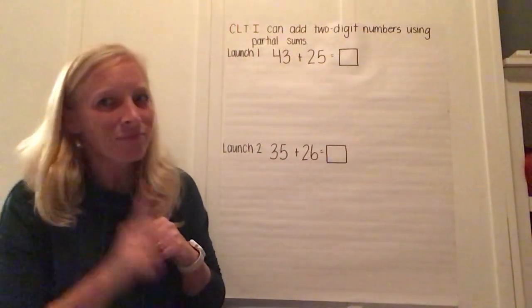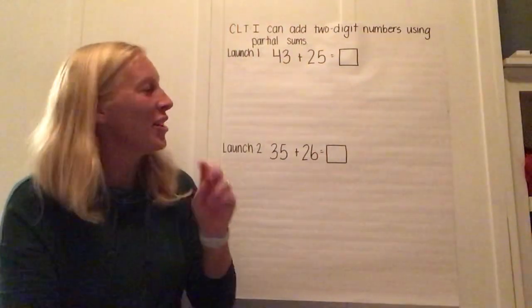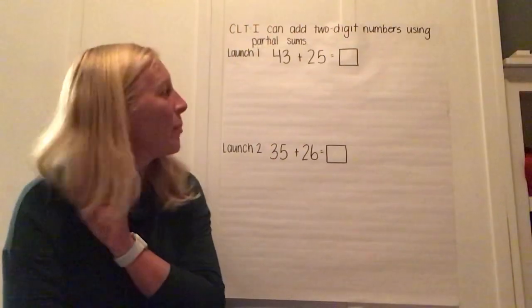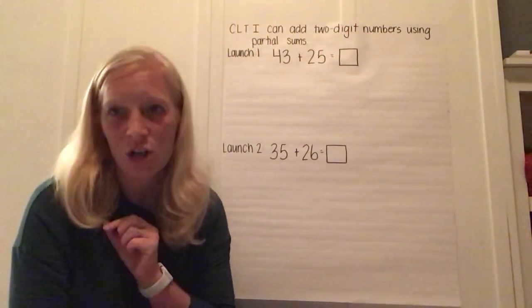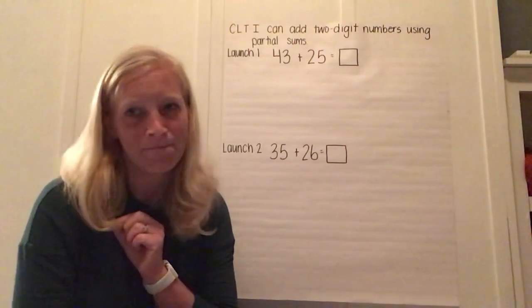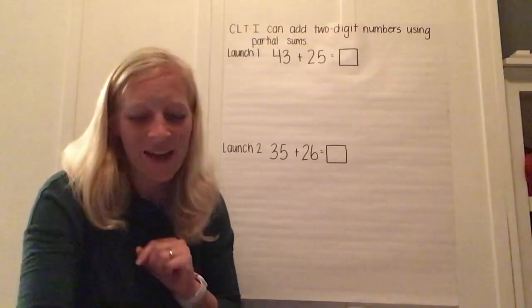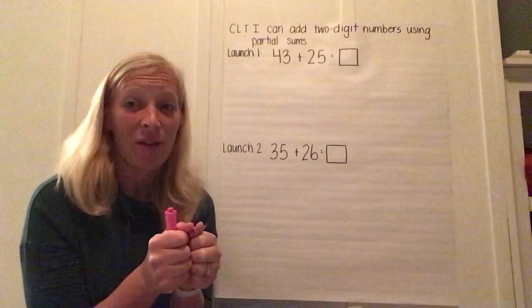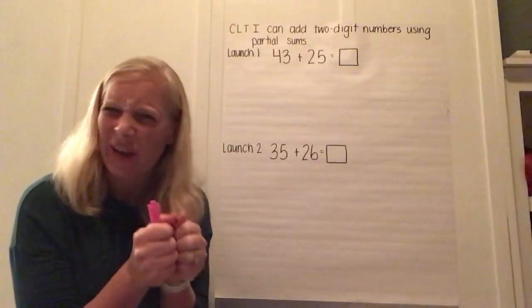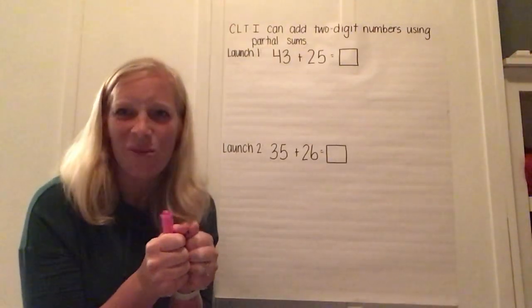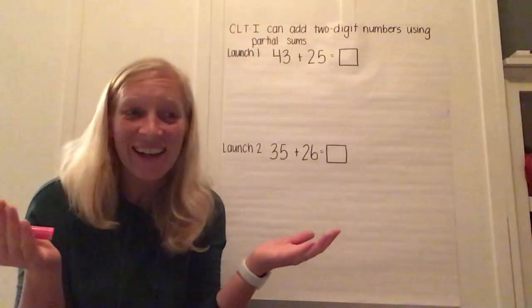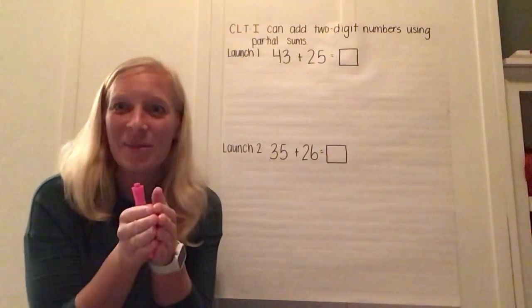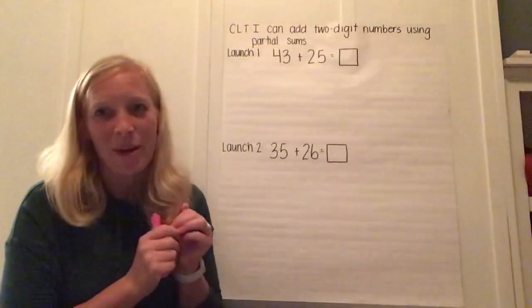I can, let me hear you, add two-digit numbers together using partial sums. When we add them together, we're putting them together, right? So is our number going to be bigger or smaller than one of the parts that we're adding? That's right. They're going to be bigger. When we're putting them together, we're going to get a bigger number.